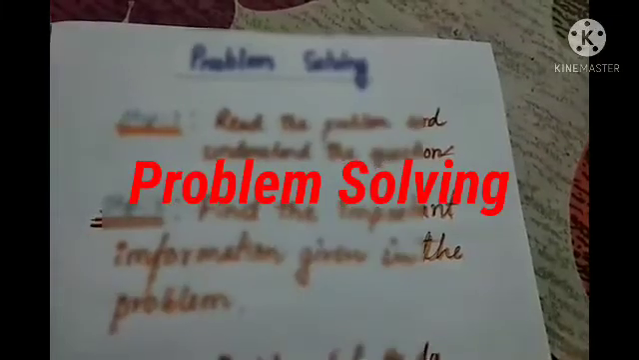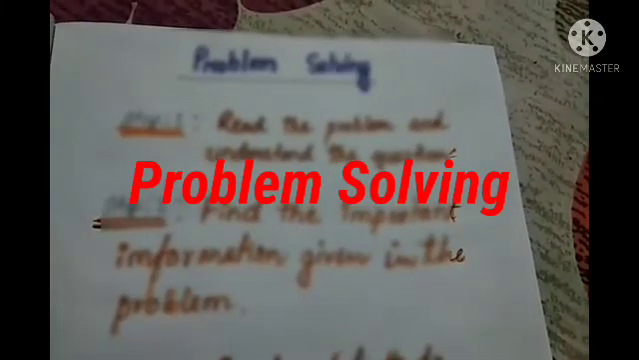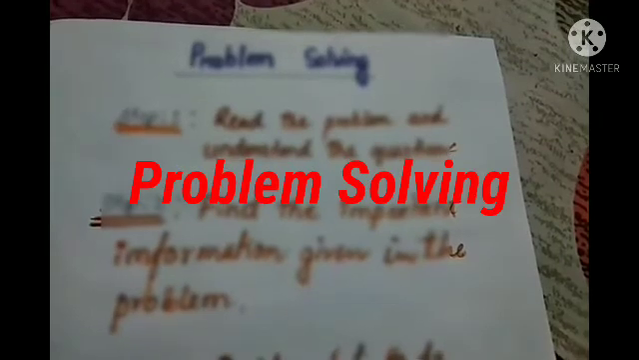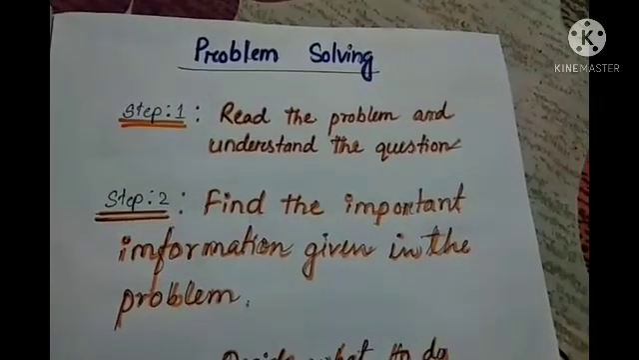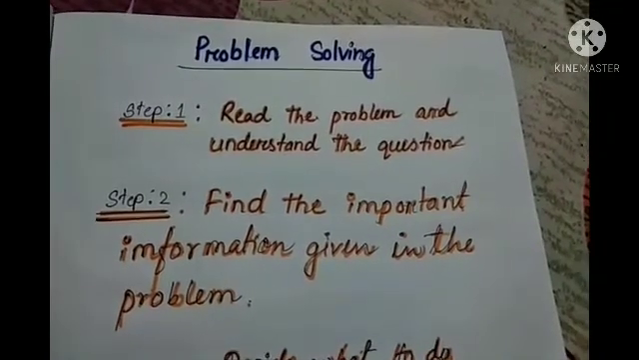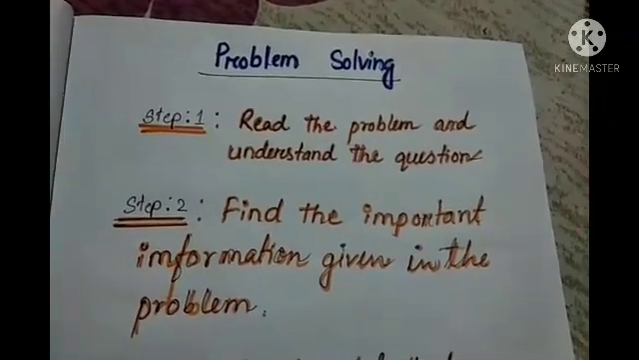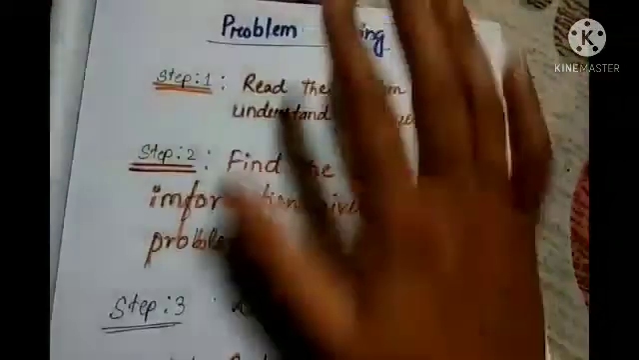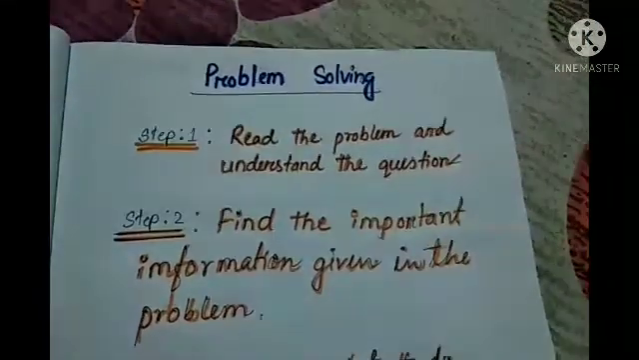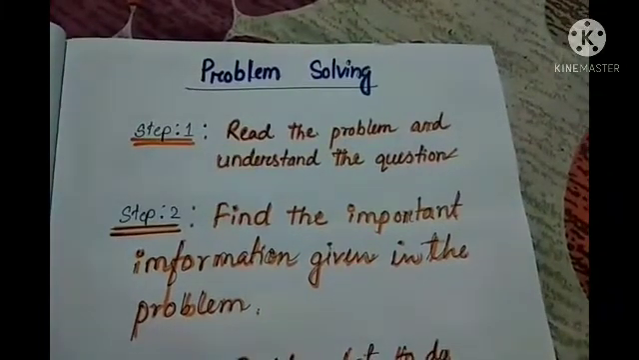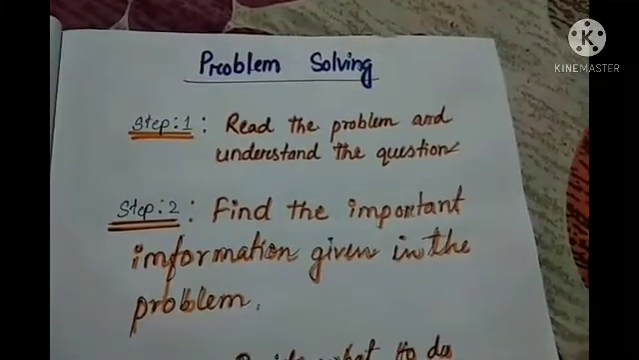Dear students, in this video we are going to learn the topic problem solving. So here I am going to explain what are the steps involved in problem solving and how you can solve easily by following a few steps. Okay, so you can see here I have written a total of 5 steps. So in problem solving there are 5 steps you need to follow, and by following that you can get your answer. Okay, so let's see what the steps are.